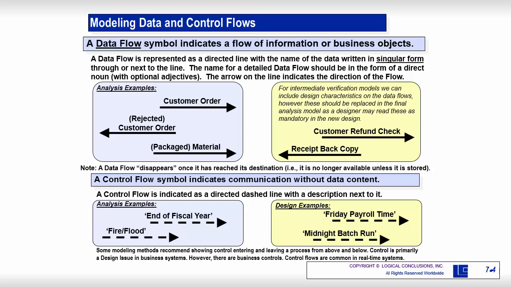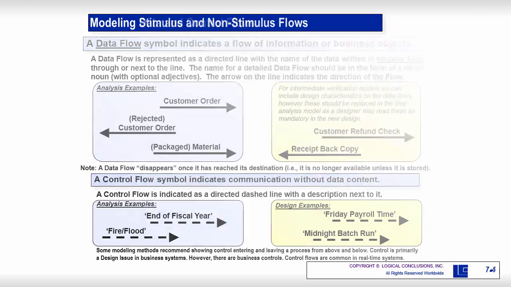Control is primarily a design issue in business systems. However, there are, of course, business controls. Control flows are common in real-time systems. Over my years of using data flow diagrams, I've found it useful to identify what starts up a process. So I've added this slide on modeling stimulus and non-stimulus flows. This is an extension to the original symbol set.